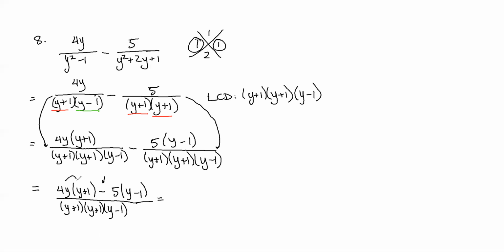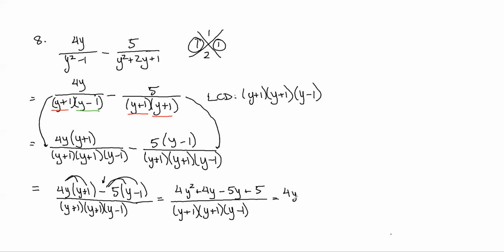Okay, now let's go ahead and distribute. So we have a 4y squared plus 4y. Negative 5 times y is negative 5y. Negative 5 times negative 1 is positive 5 over our denominator. Now let's combine our like terms on top. So we have a 4y squared minus y plus 5 over the denominator.